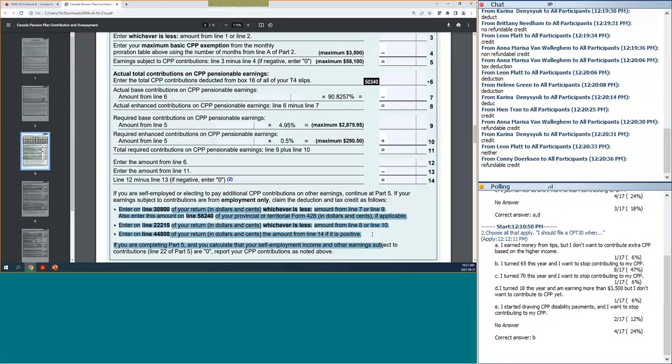But if you have a return that's 10 years old and you had a $400 overpayment on CPP for whatever reason, too bad. You don't get it. You get 4 years to catch your refundable CPP credits. After that, it's the government's money.